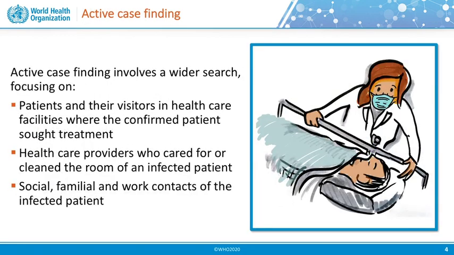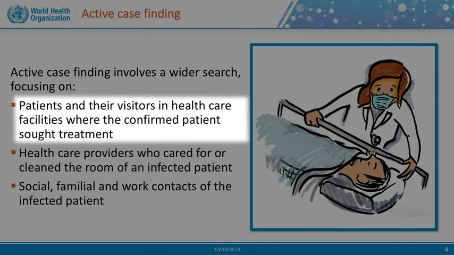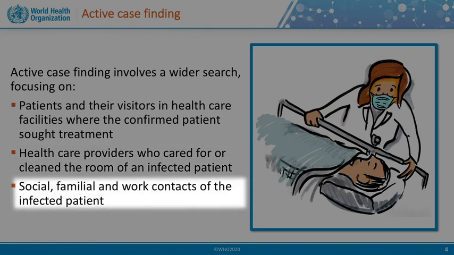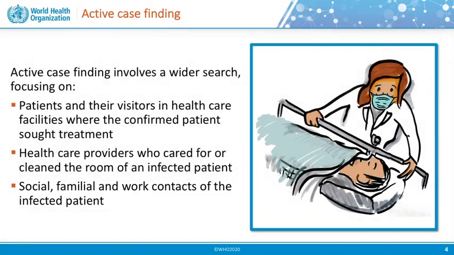What do we mean by active case finding? Active case finding involves a wider search for cases, which could focus on looking at patients and visitors in healthcare facilities where a confirmed case sought treatment. It can include healthcare providers who have cared for or who have cleaned the room of an infected patient, and it includes social, familial, and work contacts of the confirmed case.